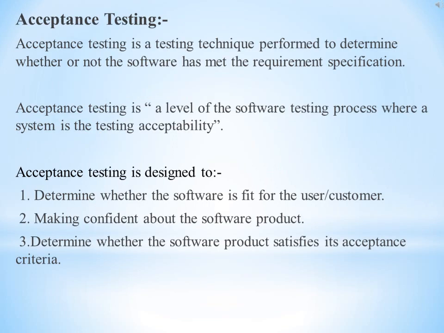After the discussion of the client server testing, now we will see the acceptance testing sample. These are the parts of the levels of testing. Acceptance testing is a testing technique performed to determine whether or not the software has met the requirement specification. The main purpose of this test is to evaluate the system's compliance with the business requirements and verify if it has met the required criteria for delivery to end users. It is the formal testing conducted to determine whether a software system satisfies its acceptance criteria.